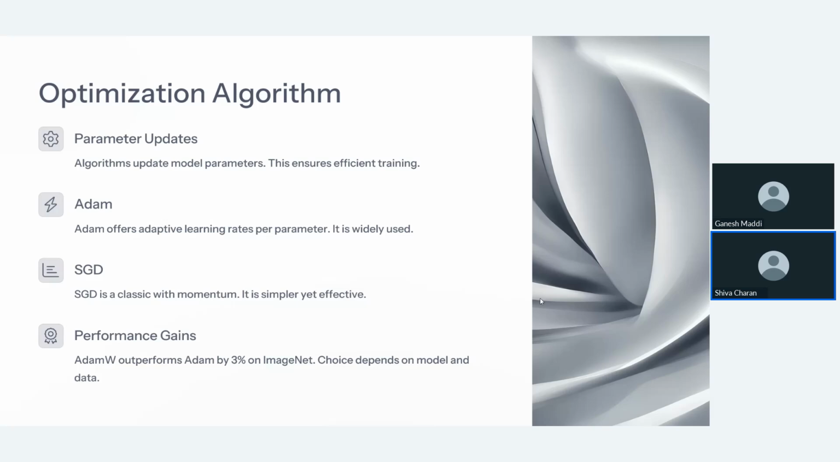We also have performance gains. What are performance gains? Adam is outperformed by RMSprop by 3% on ImageNet. The choice depends on the model and the data. So it depends. Every time we can't say I will use only ChatGPT, or only Gemini, or any other LLM to resolve my issue. I need to try out different LLM responses, right? In a similar way, according to the model and depending upon the domain of our data, we need to choose the model.